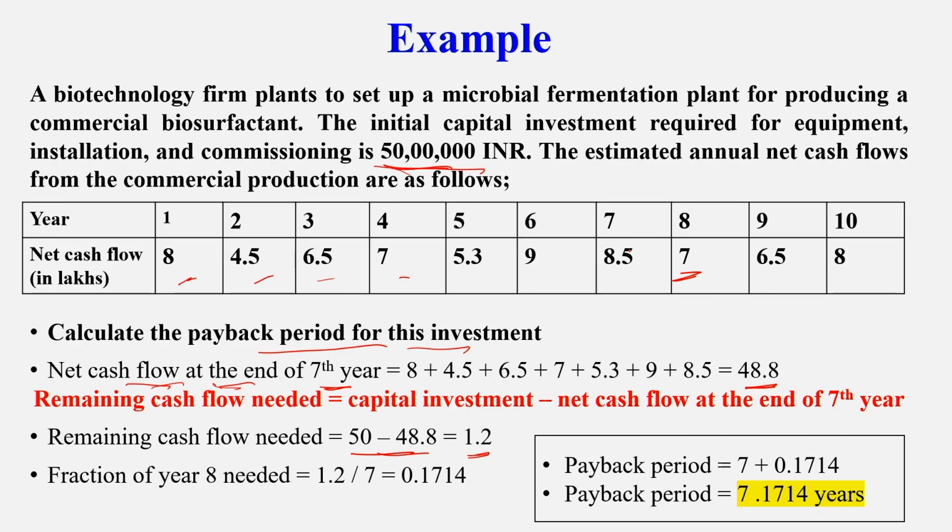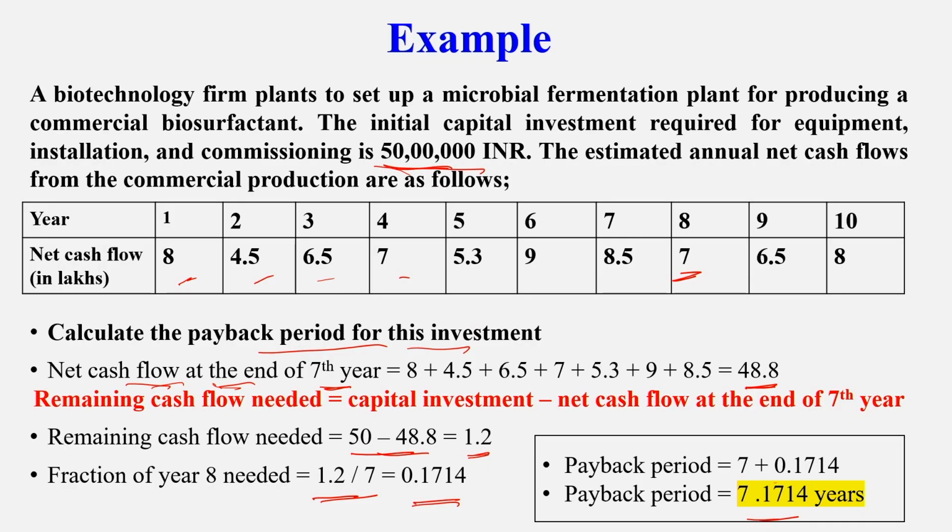This net cash flow is 7 lakh. So, you can divide 1.2 upon 7, which means 0.1714 years. The total payback period will now be 7 plus 0.1714 equals 7.2 years.